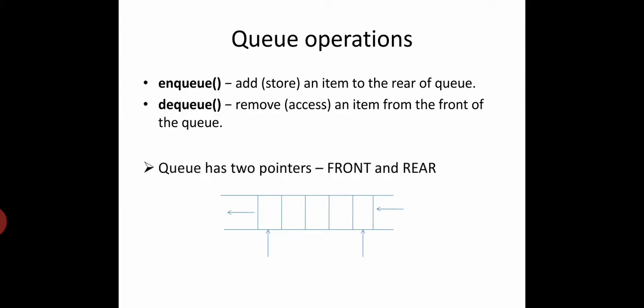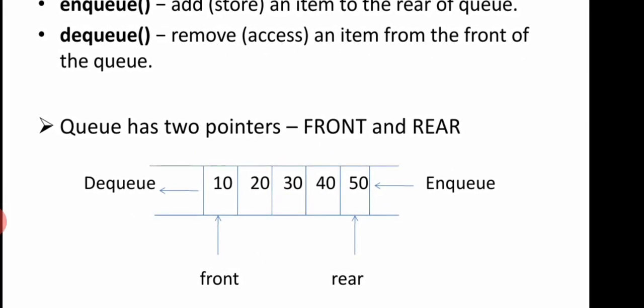Then queue has two pointers, front and rear, and you can see an example here. Stack can be seen as a vertical arrangement, because there is only one end, whereas queue can be seen as a horizontal arrangement. In the case of queue there are two ends, so in order to understand it clearly, we are arranging it in a horizontal way.